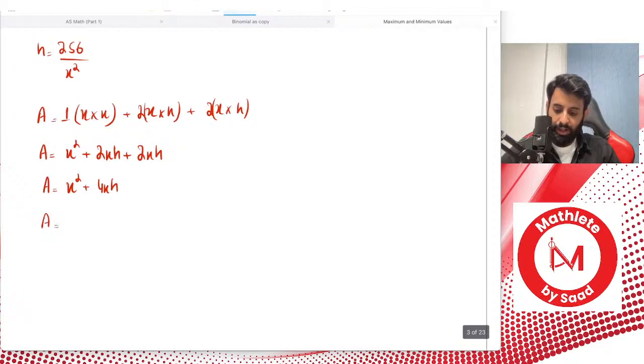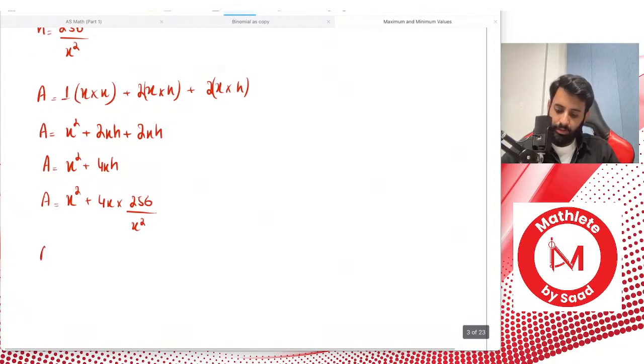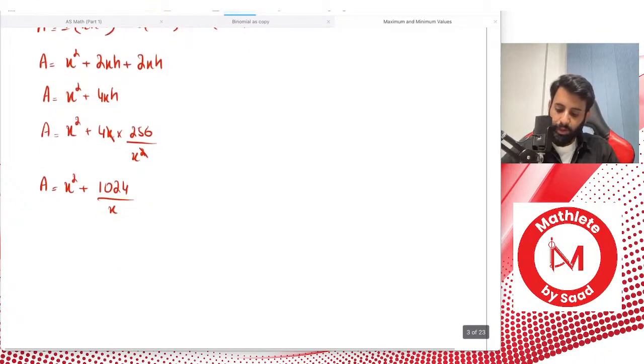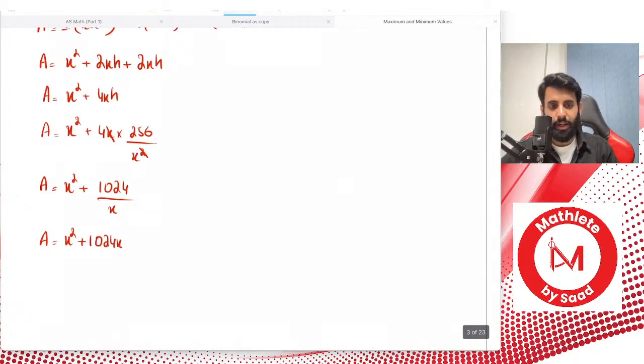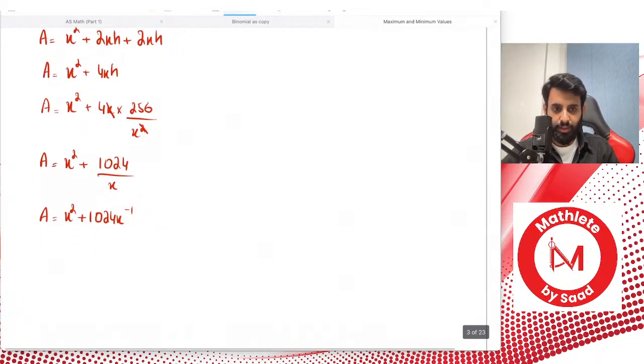So we already have h in terms of x. So 4x into 256 upon x square. And A is equal to what? x square plus 4 into 256, so that's 1024 over x, since the x from 4x and the square from x square get cancelled out. So A is equal to x square plus 1024 x to the power minus 1. So we haven't differentiated it yet, we've just made it differentiation ready.